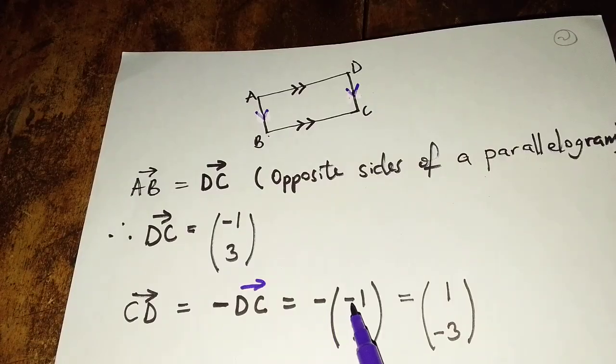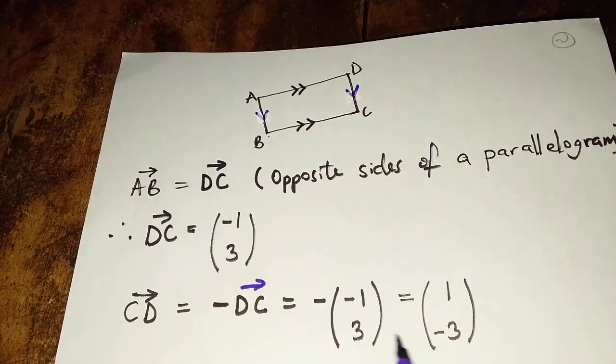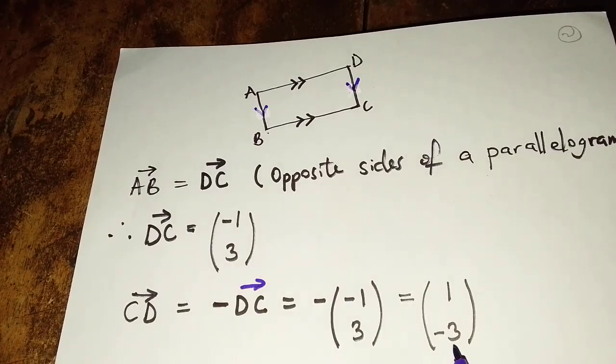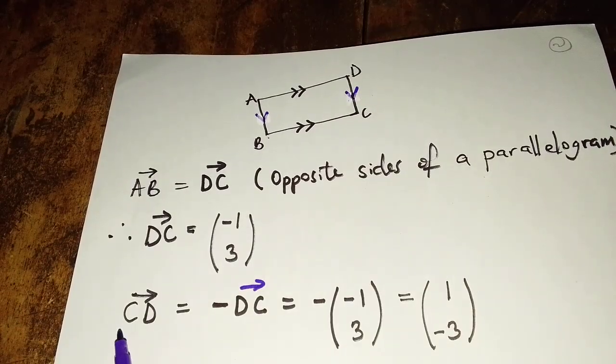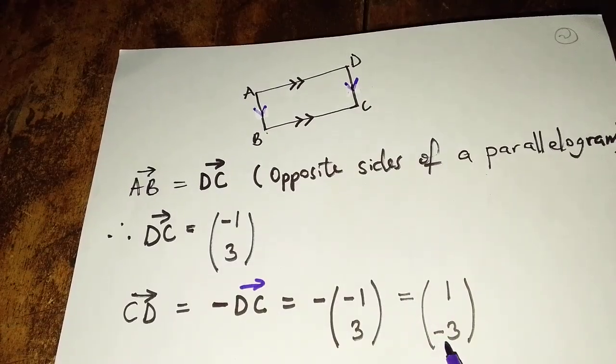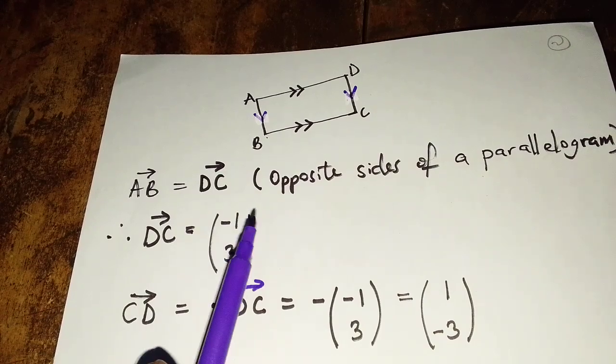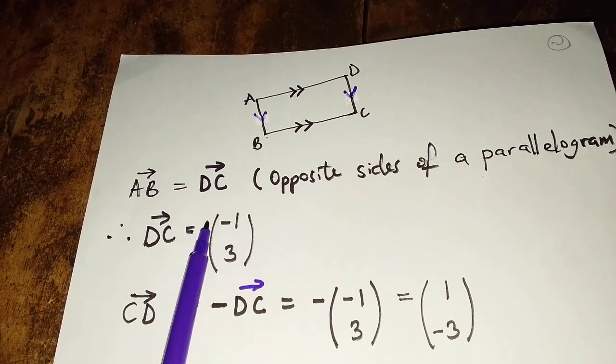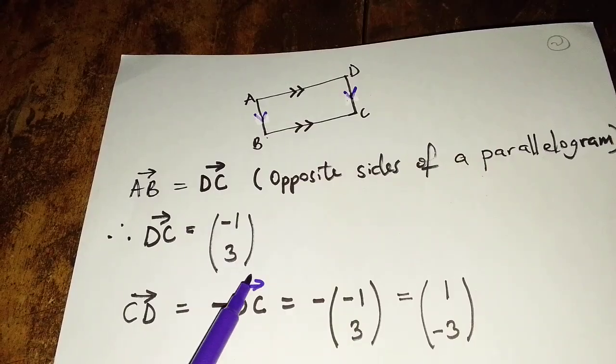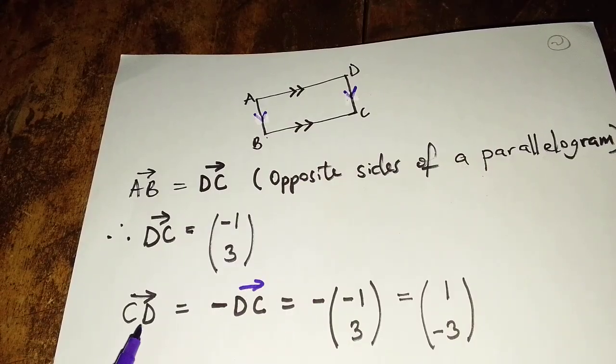So minus times minus will give us +1. Then minus times +3 will give us -3. So our CD will now be what? 1 and -3. You can see that the sign changes to the opposite sign. So DC and CD are in opposition to each other. So that means what you do is to multiply the vector DC by -1 to be able to get CD from that.